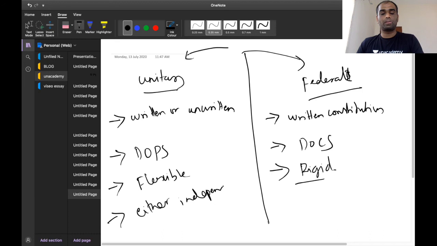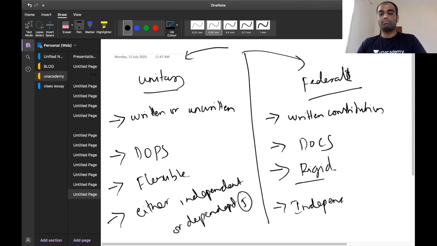The next one is that it can have either an independent or a dependent judiciary. In the case of an unwritten constitution, the judiciary can be either independent or dependent. But in the case of a federal constitution, it has to always be independent. So these are the different types of classifications that I have mentioned here. These classifications are primarily based on countries like the UK as well as the US.